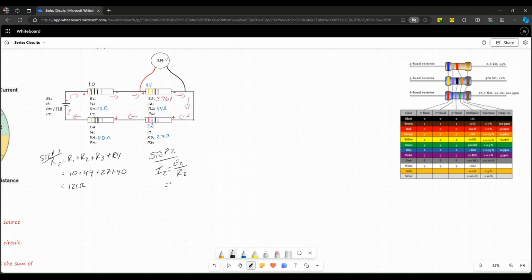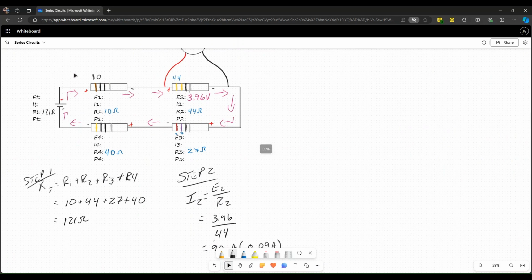Fill in the numbers. So we know we have 3.96 volts divided by the resistor value. And if we calculate that, it's not going to be very big. 3.96 divided by 44 gives me 90 milliamps, which is 0.09 amps. Okay, cool. Let's fill that in. I'm going to make this larger because I don't want to print that small. 90 milliamps.